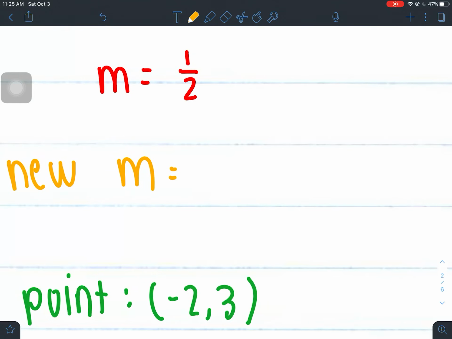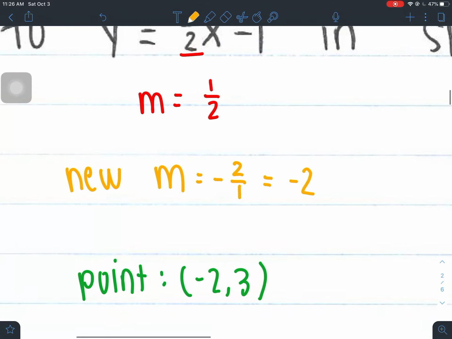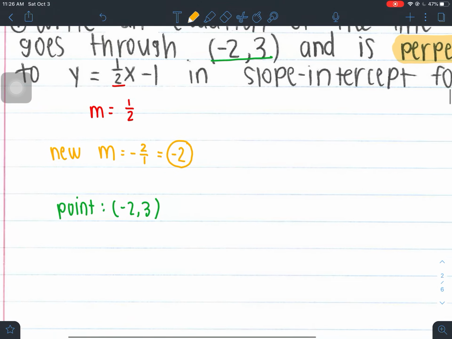So what will your new slope be? Well, if you have positive 1/2, then you need an opposite reciprocal of that, which would be negative 2 over 1, correct? So your new slope is negative 2 over 1, and you're always going to simplify if possible. So what does negative 2 over 1 simplify to? It's going to simplify to negative 2. So you have your new slope, right? You do not want to use the same one. So the old one is gone. You don't want to use it. So you have your new slope, and you have the point that it has to go through.